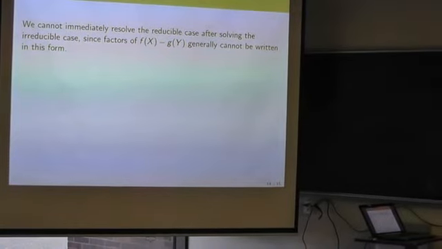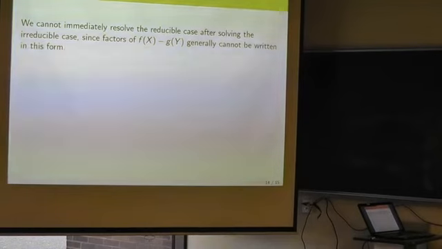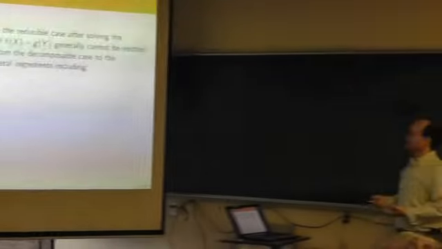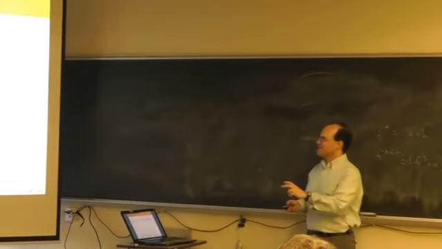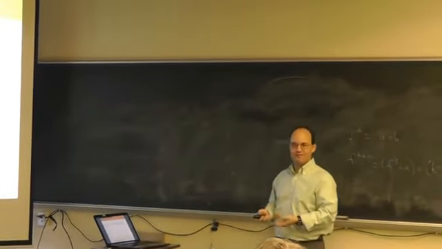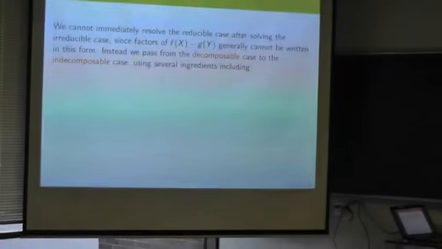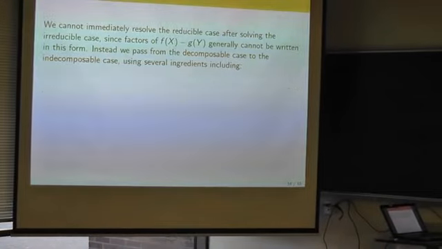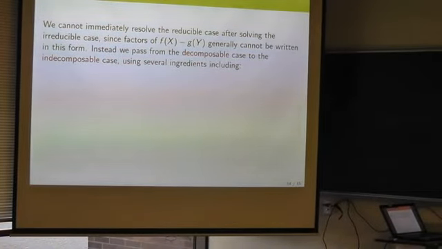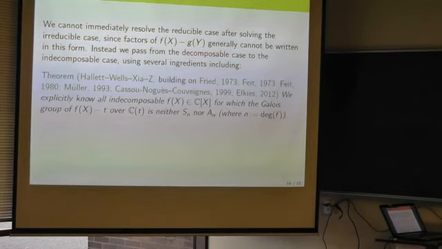So what about the reducible case? Usually to get from irreducible to reducible, you just factor. But that doesn't work here because factors of f of x minus g of y are going to have cross terms. They don't look like f of x minus g of y anymore. So you can't piggyback off the irreducible case to get to the reducible case. Instead, we pass from the decomposable case to the indecomposable case, meaning just composition of polynomials. We write f as a composition of a bunch of lower degree polynomials.